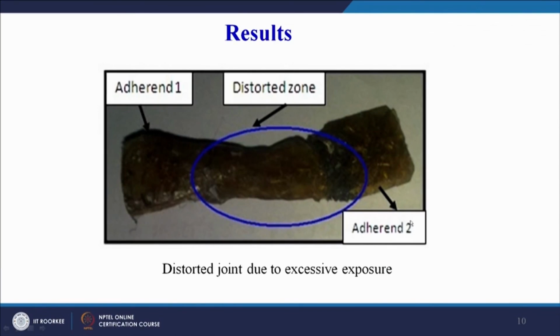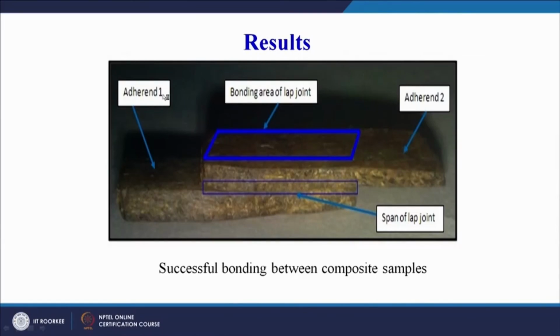So the adherent 1 and adherent 2 were joined, but there was a lot of distortion happening inside the joint, and therefore dimensionally our joint was not stable. But due to the changes in the timing or the exposure time, due to the changes in the power setting, due to the changes in the location where we are keeping our assembly of the two adherents, we were able to successfully form the joint. So you can see these are the results. We can see here, this is the finally successfully formed joint.